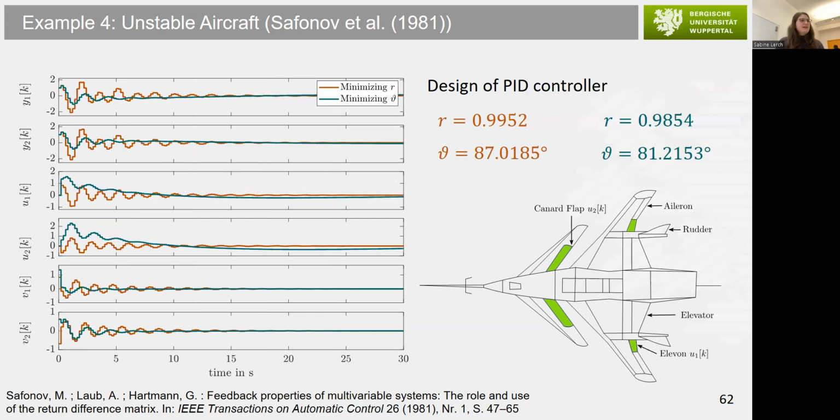We can also design now a different controller for the same system, which is here, for example, a PID controller. We will see then that the other controller was more suitable for this system because we have more oscillation here, but we can reduce this oscillation by minimizing the damping angle, which you see in the blue color.